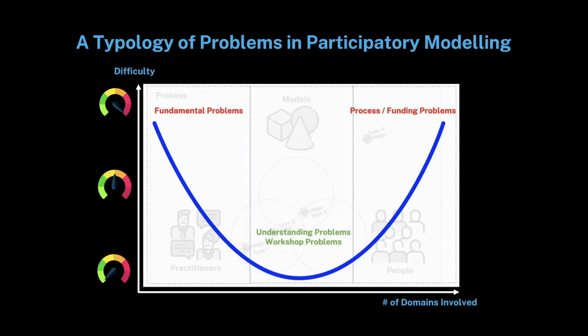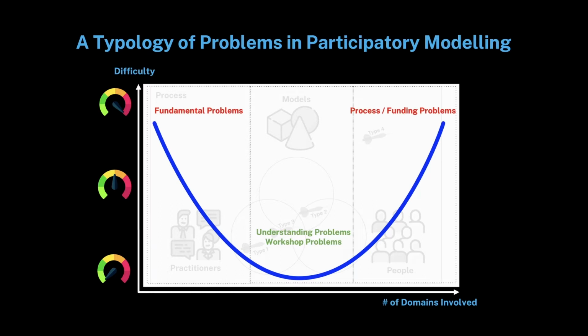To wrap up, we have a type 1 and type 4 problem. Type 1 problems are either fundamental issues or flaws of practitioners, models, and people, which are intrinsically hard to deal with, if at all. Type 4 problems allude to the lack of iteration and follow-through caused by traditional funding schemes and the limited windows of opportunity to begin a PM process.